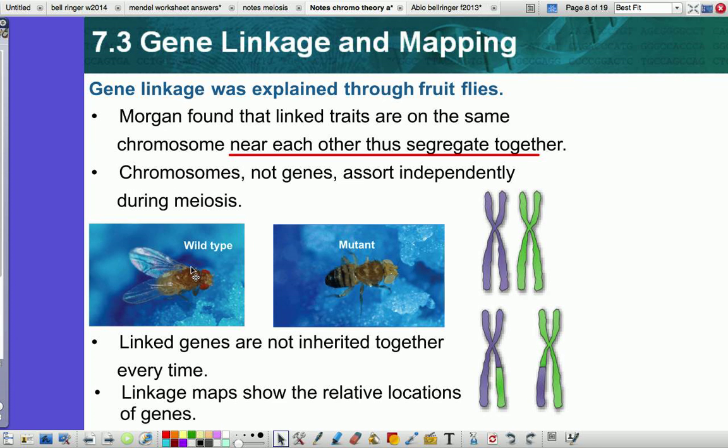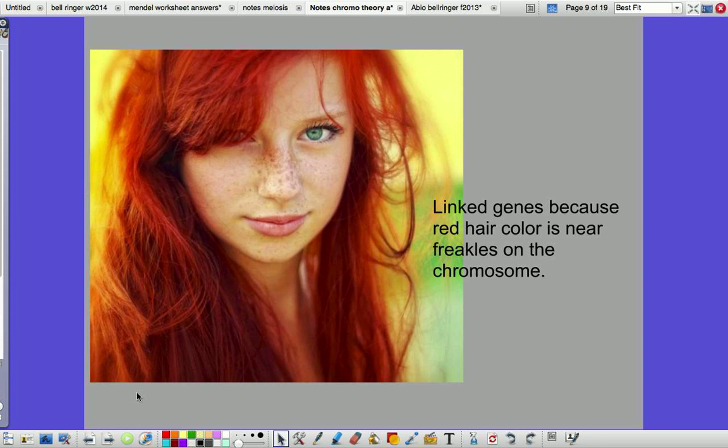Linked genes. This is why you typically see redheads with freckles. It's because the red hair coloring and the freckles are close to each other on the chromosome. So when the chromosomes separate, those two genes typically travel together. They don't separate, they stay together, and that's why you get that. That's called linked genes, and it all has to do with where they're located on the actual chromosome. That's why you see red hair with freckles.